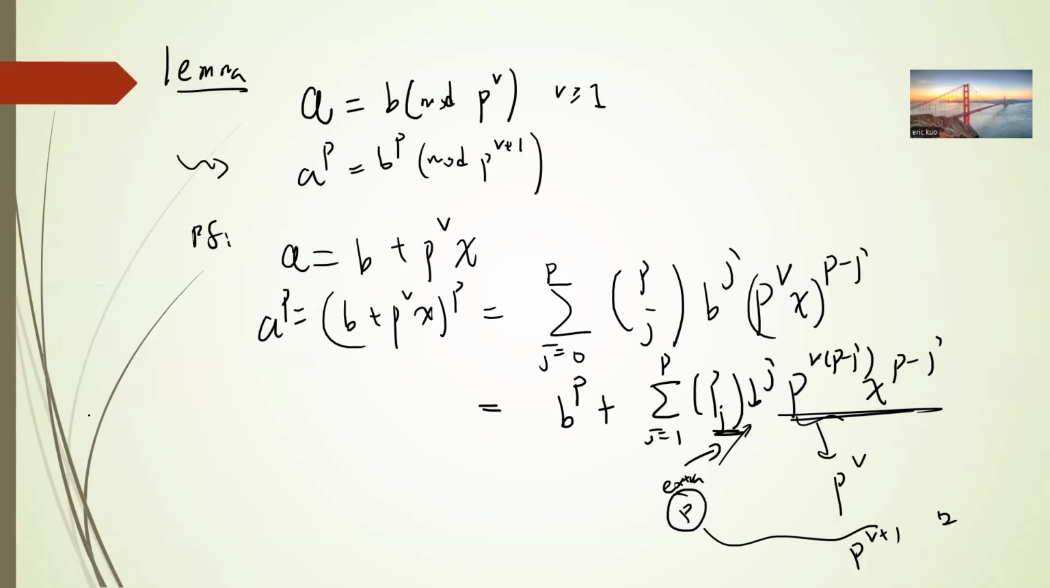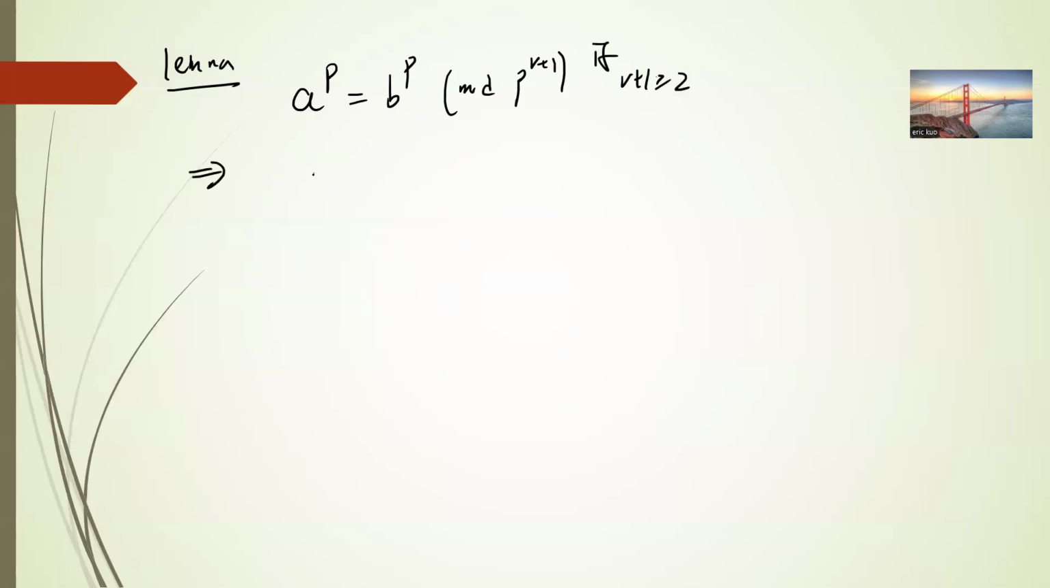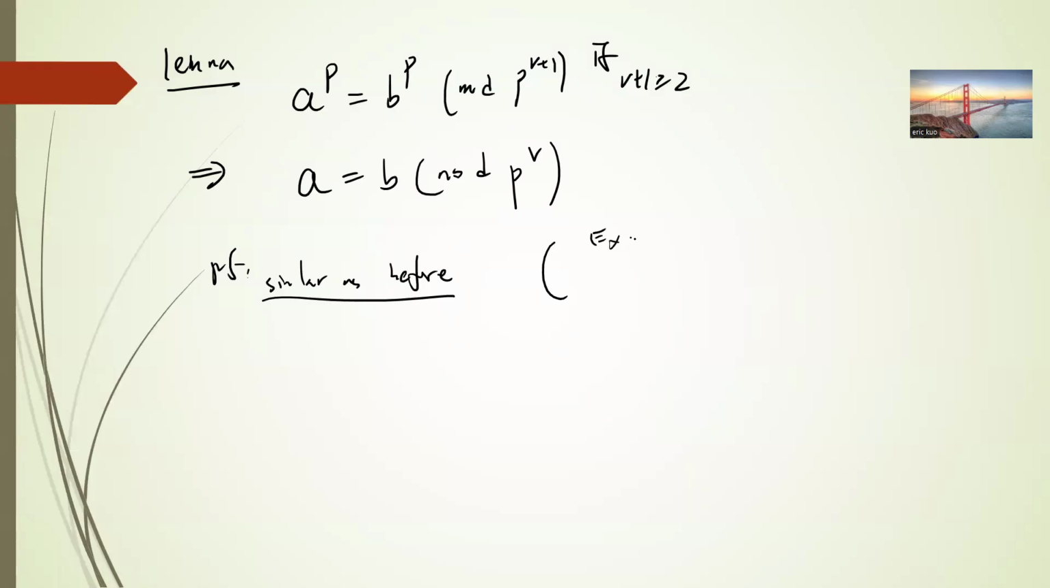And more, there's another lemma. This lemma says that if A to the P equals B to the P modulo P to the V plus 1, where V plus 1 is greater than or equal to 2, then you can take out the P, so you get A equals B modulo P to the V. The proof will be similar as before. And I will leave it as an exercise for you to check why P equals 2 does not hold.